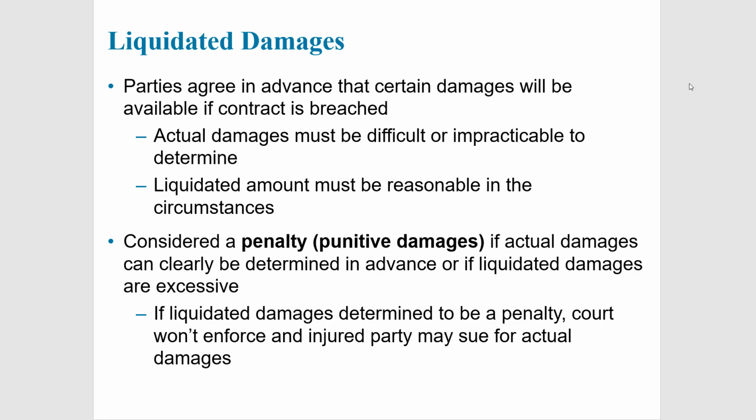So we could agree ahead of time. Let's say we had a construction contract. We could agree ahead of time that if the contract is not completed on May 22nd, we could include a liquidated damages amount of $1,000 per day beyond the performance date. So every day beyond May 22nd, the builder has to pay liquidated damages of $1,000 per day.